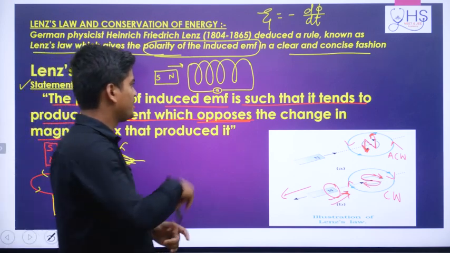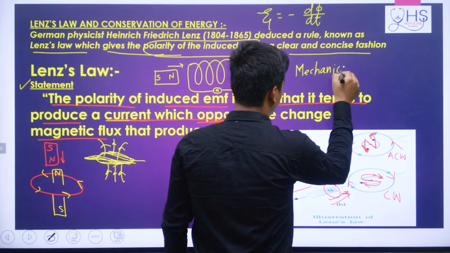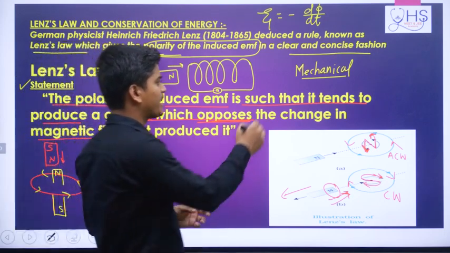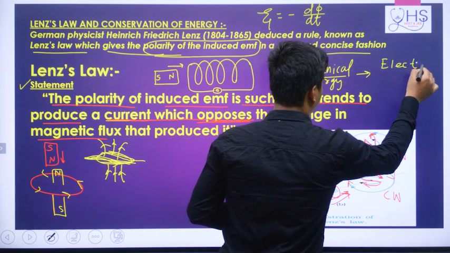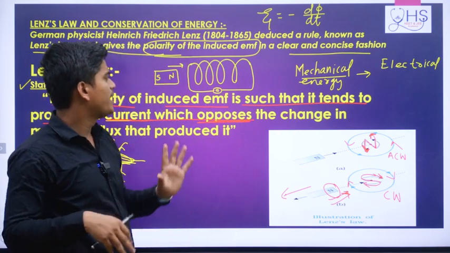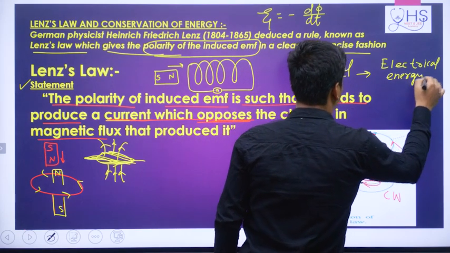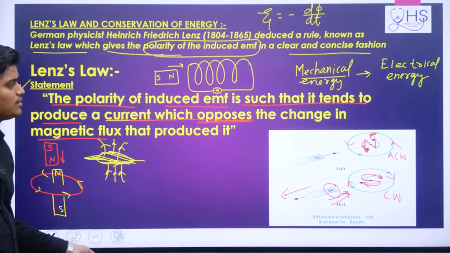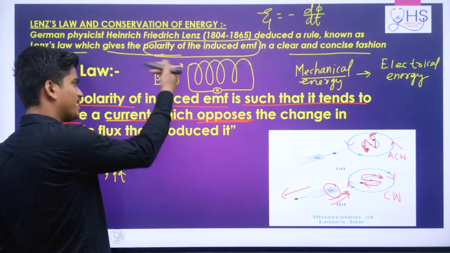So actually what is happening now, when you are bringing the magnet, you are doing some work. That work is basically mechanical work. So you are doing the mechanical work. That means some mechanical energy is getting transferred to electrical energy. Why am I saying electrical energy? Because in this coil some current is produced and some EMF is there. So this is about electrical terms, so it is converting to electrical energy. And you know, energy is always constant. It gets transferred from one form to another form. That is the conservation of energy. So that is what is happening here.